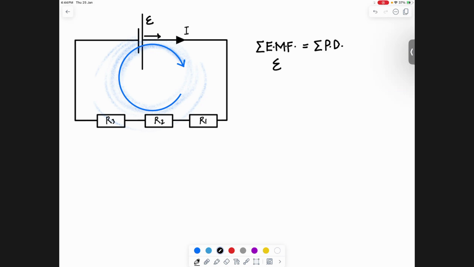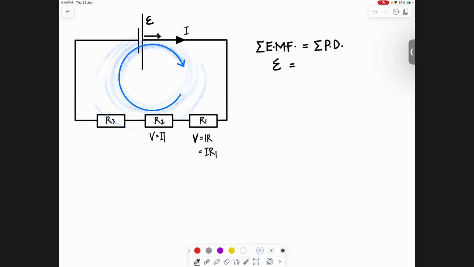Is there any other EMF here? No, right? As I keep walking like this, do I face any potential differences here? Yes. How many? Three of them. Can you tell me the potential difference across this resistor? V equals IR. What is my current? I. What is my resistance? R1. What should the voltage here be then?